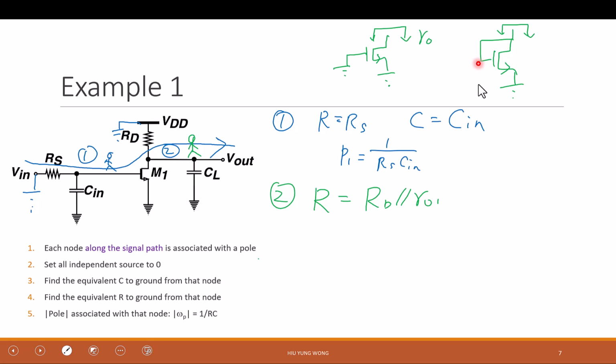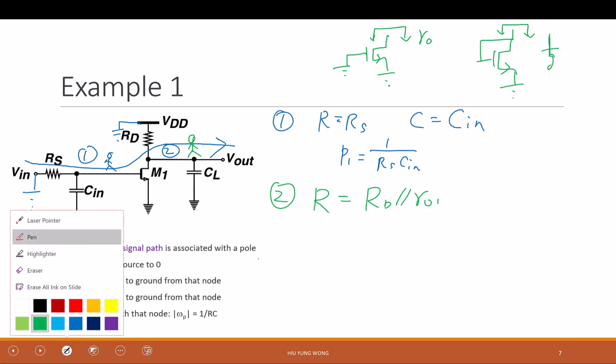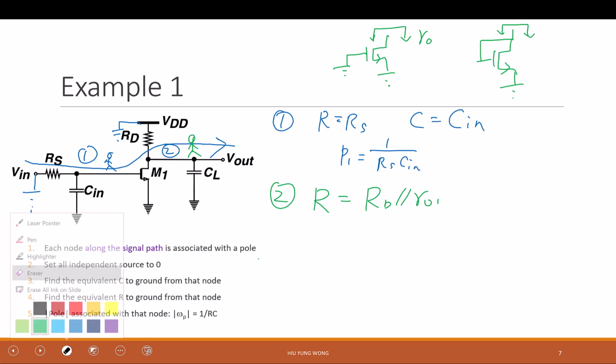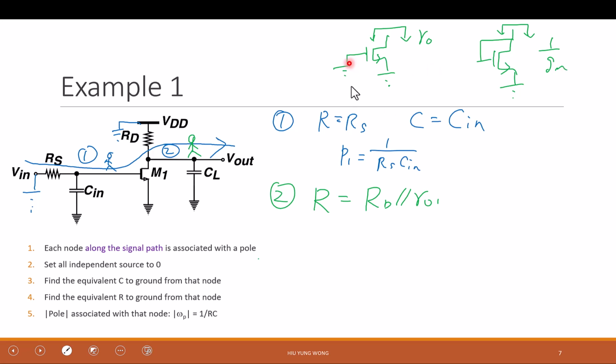No, the input is not grounded here, it is connected to the drain. What is the input impedance? What type of connection? Yes, diode connected, right? So this is 1/GM. Here, just to show you that looking into the drain doesn't mean that the impedance is RO. It really depends on the gate bias.